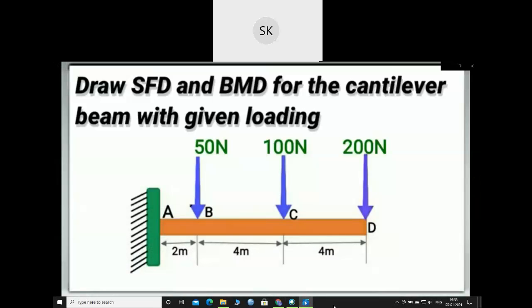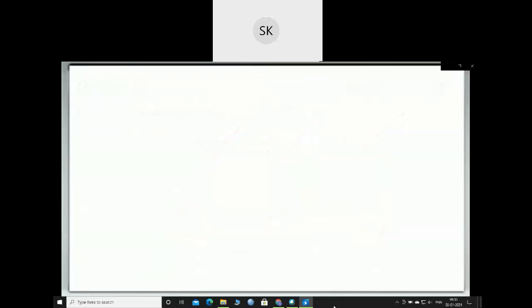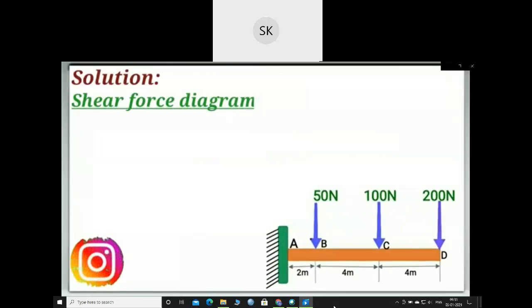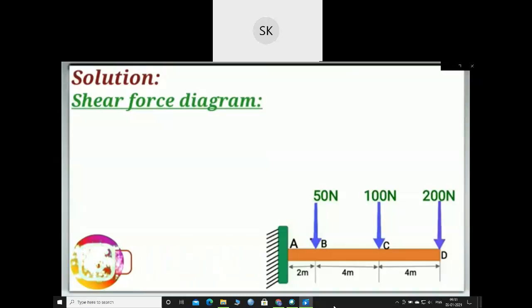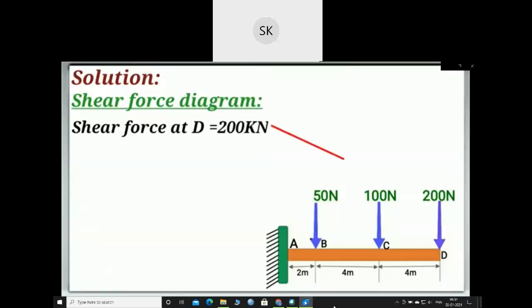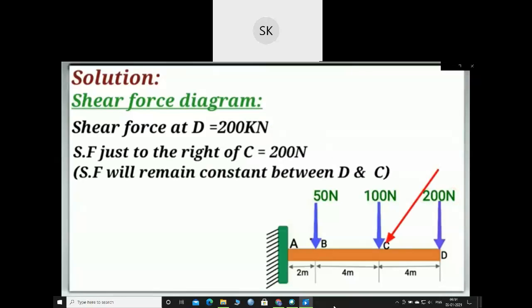Diagram of the given cantilever beam carrying point loads at different locations. In order to draw the shear force diagram, we need to calculate the values of shear force at points A, B, C and D. And we will start from point D. So shear force at point D will be equal to this point load 200 Newton, and shear force just to the right of point C will also be equal to 200 Newton, since shear force between point D and C will remain constant since there is no load acting in between.